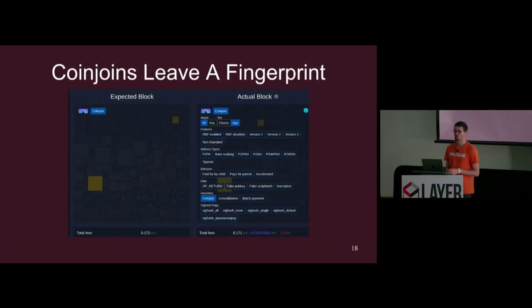Coinjoins also leave a fingerprint. Because this is an overt method of trying to preserve your privacy, it has a very identifiable, distinguishable pattern on the blockchain, right? The multiple outputs of equal size are pretty identifiable as a Coinjoin. In fact, if you go to mempool.space, there's a little tool, the mempool goggles, where you can see transactions that follow that type of pattern, right? You can see here in this picture that those are highlighted. If you were to dig into those, you'd see those equal-size outputs in the transaction.